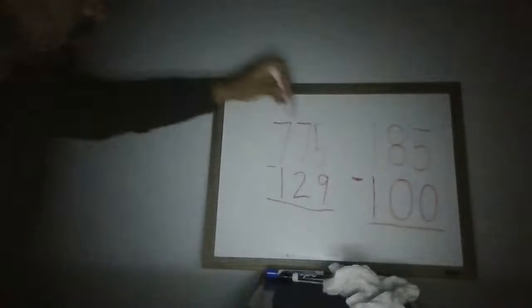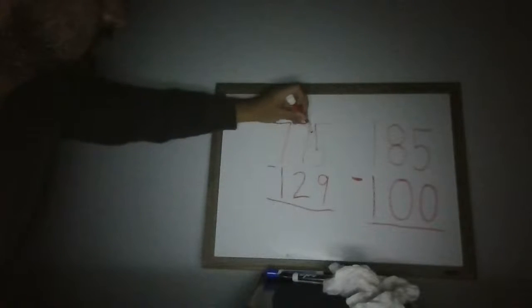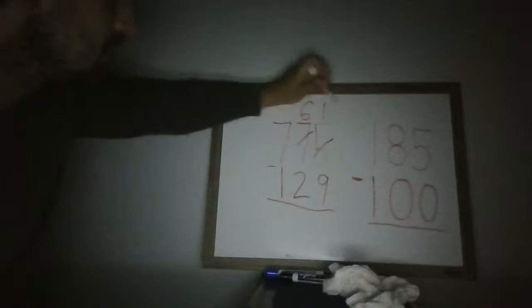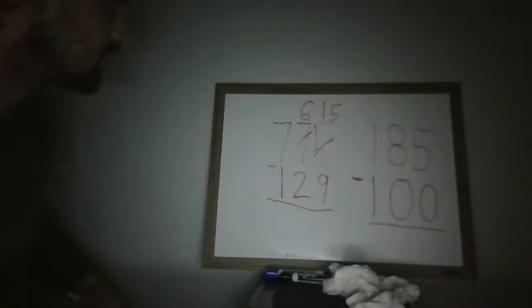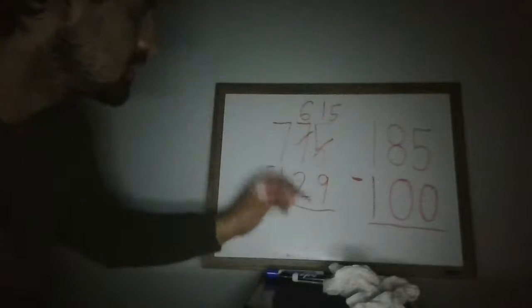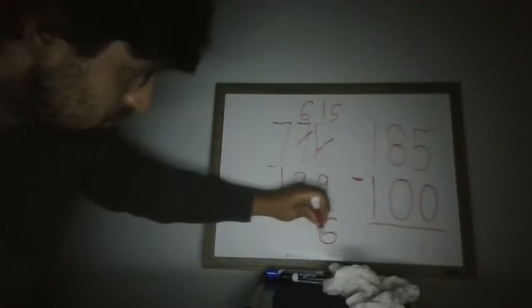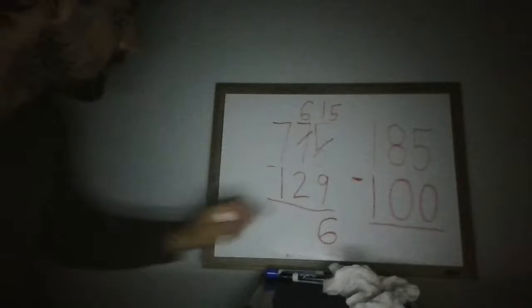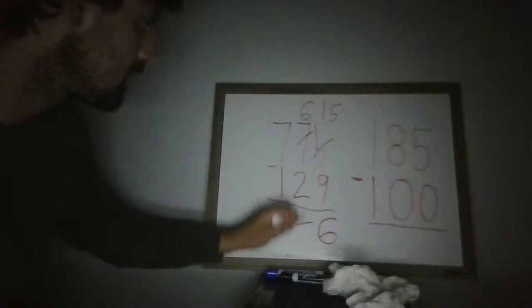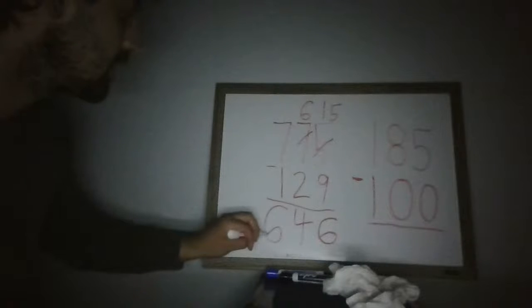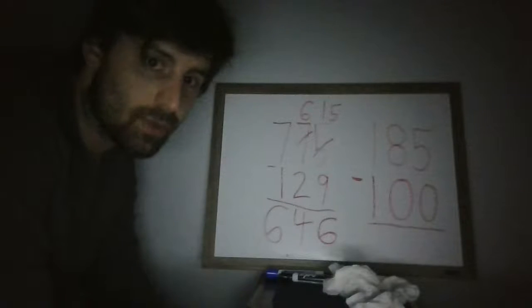So we're going to take a 10 from the tens place. 7 is going to become a 6. And then the 5 is going to become a 15. Now we can get into the subtraction. So 15 take away 9 equals 6. 6 take away 2. 6 minus 2 equals 4. 7 minus 1 equals 6. And our answer is 646.